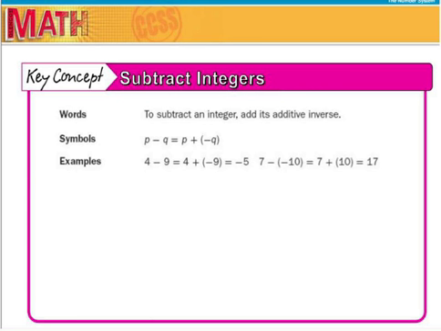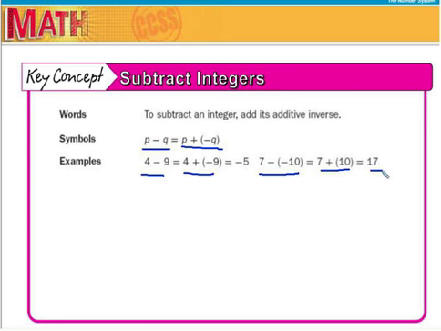So when we look at this from the textbook perspective, we know that if I have p minus q, that's the same thing as adding the additive inverse of q, which would be negative q, so that would be p plus negative q. In this case, we'd have 4 minus 9 becomes 4 plus negative 9, which is negative 5. 7 minus negative 10, well, that would be 7 plus the additive inverse of negative 10, so it would just be 7 plus 10, which is 17.